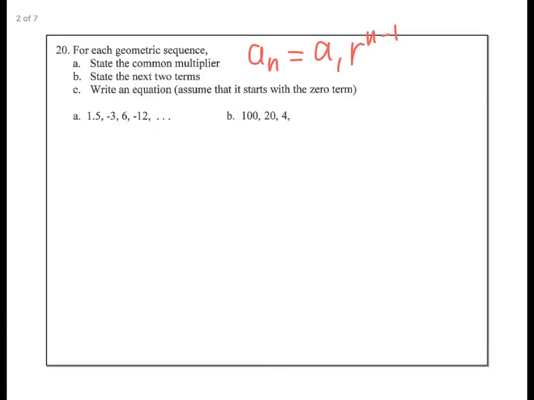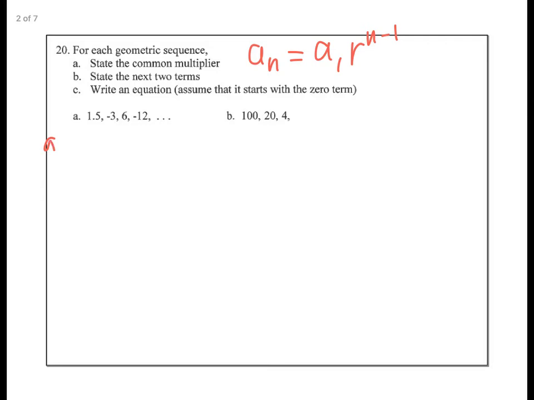Alright, question 20 says, for each geometric sequence, state the common multiplier, state the next two terms, and write an equation. So remember, a geometric sequence is a type of exponential function. Geometric sequences are when we are multiplying by a constant. So the first thing it asks for is for us to state the common multiplier. So just what are we multiplying by each time?